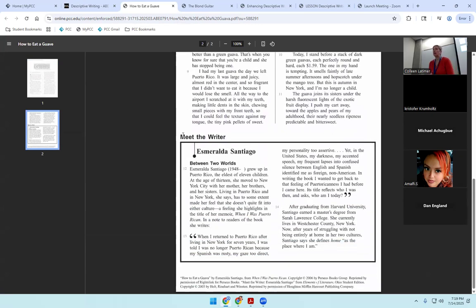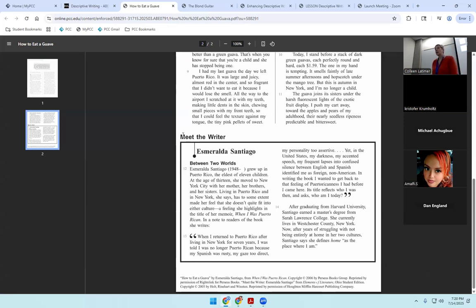Oh, let me read about the author for a minute first, though. That's kind of valuable. Esmeralda Santiago grew up in Puerto Rico, the eldest of 11 children. At age 13, she moved to New York City with her mother, her brothers, and her sisters. Living in Puerto Rico and in New York, she says, has to some extent made her feel that she doesn't quite fit into either culture, a feeling she highlights in the title of her memoir, When I Was Puerto Rican.